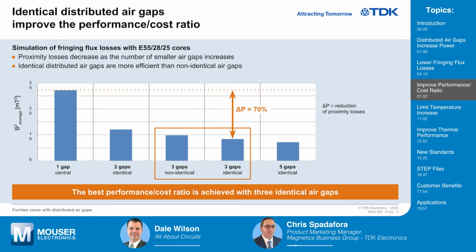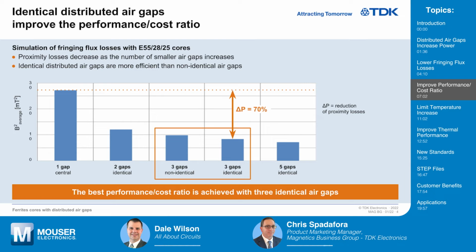And if we look at this chart, we found from an efficiency standpoint, with cost over performance, that three identical air gaps is probably the best value out there when doing one of these designs. If you look at the five air gap chart on the very far right of the graph, you see that you do pick up a little bit more efficiency as far as the performance, but then you have to weigh the cost, right? So the best performance cost ratio is achieved with the three identical air gaps.